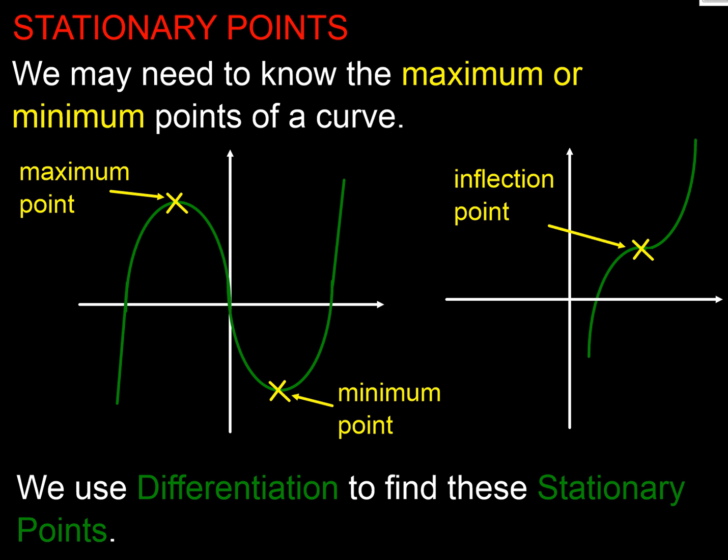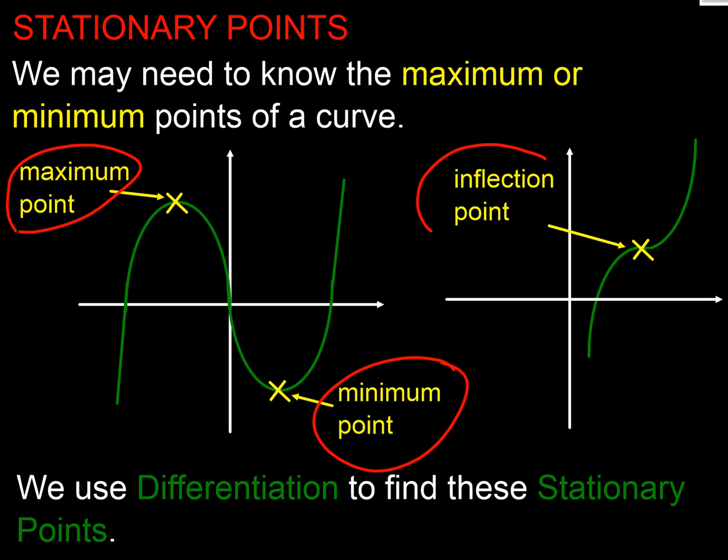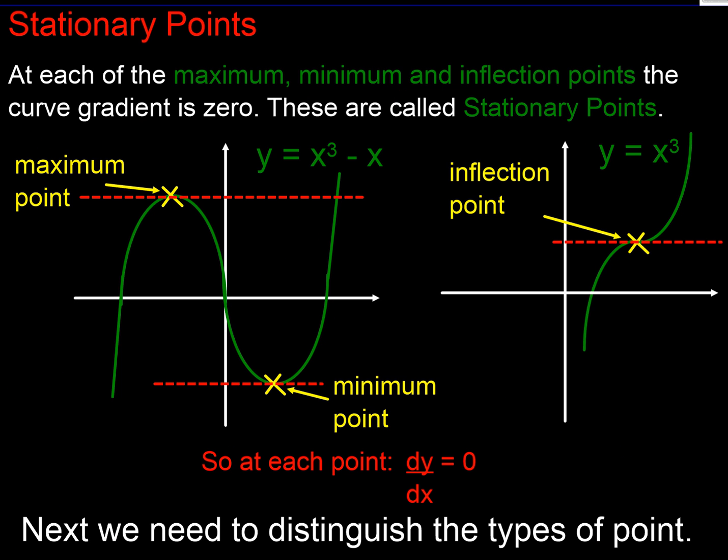Now the points that we're looking at in these cases are called stationary points, so the maximum, where it's reached its maximum height, or it could be a minimum. Those are two we're obviously interested in. But there's actually a third type of point called an inflection point, which I'll try and explain as we go through. Okay, so let's work out what the properties are of these stationary points.